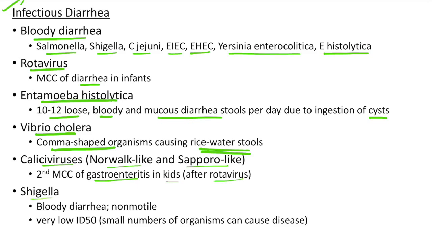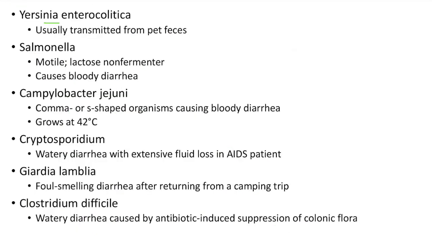Now let us see about Shigella. They are non-motile organisms and they lead to bloody diarrhea. They have very low ID50, that is infectious dose 50, that is only small numbers of organisms are needed to cause disease. Now let us see about Yersinia enterocolitica. It is usually transmitted from pet feces.